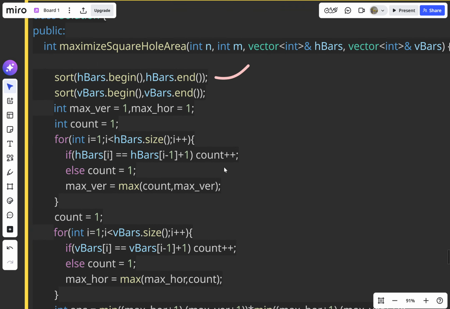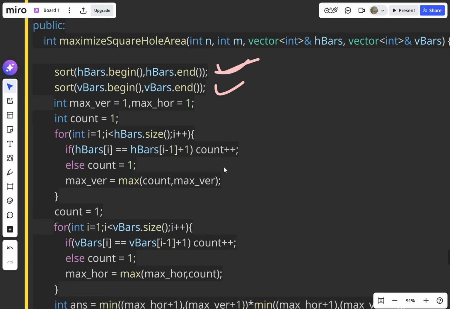So let's see. Firstly we will sort it because we don't know whether they are continuous or not. To figure out the continuous h bars in the array, to figure out how many continuous h bars we can remove, that's why we have to sort the h bars and the v bars also.